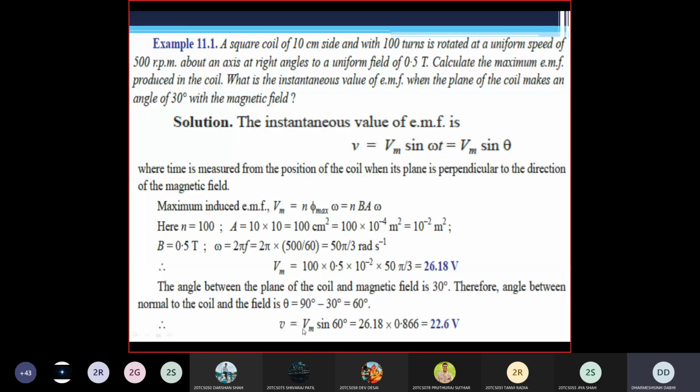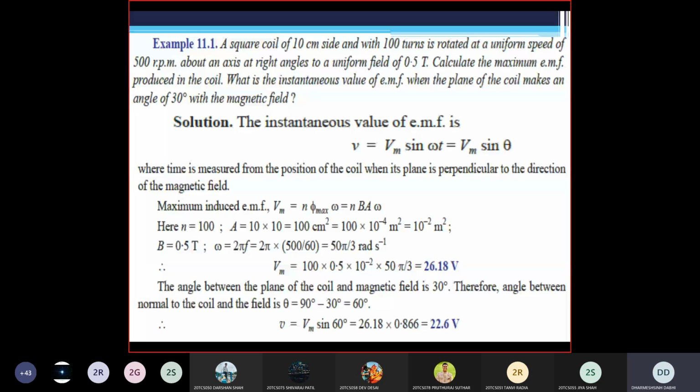Clear? So if you put this angle theta, 60 degree, in the equation V is equal to Vm sine theta, you get the value of the instantaneous EMF. You get the answer: the maximum EMF which you already calculated, 26.18, into sine 60. So you get the answer 22.6 volt. All of you understand this? Second answer, how to get this 22.6 volt?